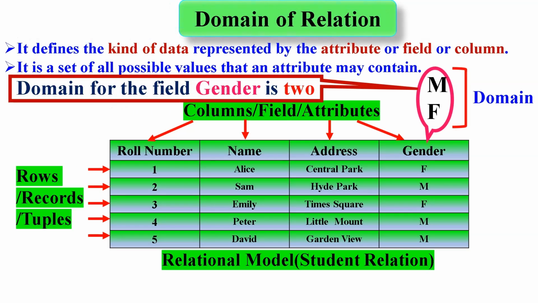Domain of a relation defines the kind of data represented by the attribute, field, or column. It is a set of all possible values that an attribute may contain. Now, look at the student table. Domain for the field gender is 2, since it can be either M for male or F for female as the possible and available values that it may contain.